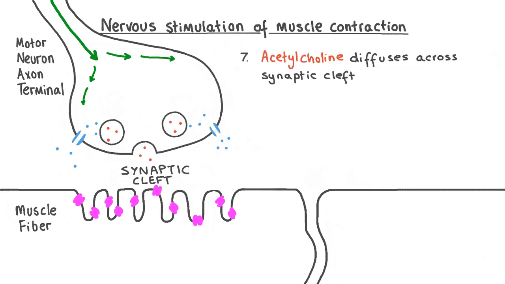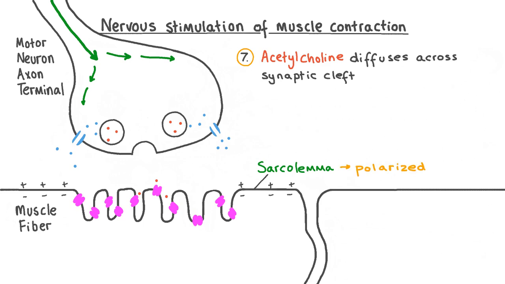Once it has been released from the motor neuron, acetylcholine diffuses across the synaptic cleft towards the muscle fiber. The plasma membrane of a muscle fiber is called the sarcolemma. At rest, the space outside the sarcolemma is more positively charged than the space inside the muscle fiber. At this point, it's referred to as polarized. There are sodium ion channels, which are shown here in pink, embedded in the sarcolemma of the muscle fiber. These sodium ion channels contain acetylcholine binding sites.